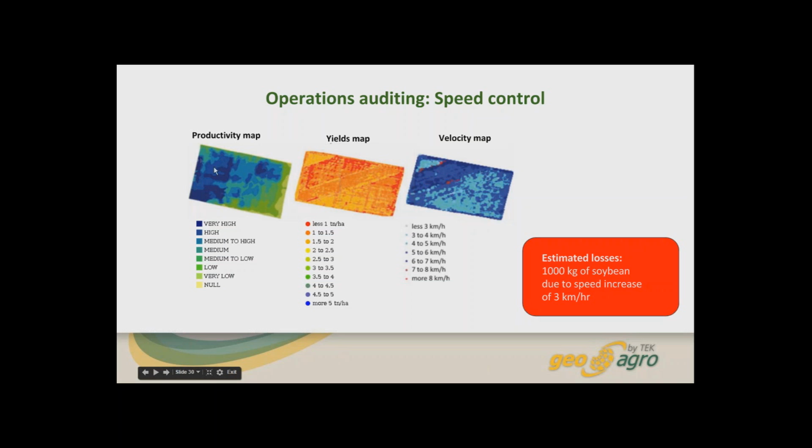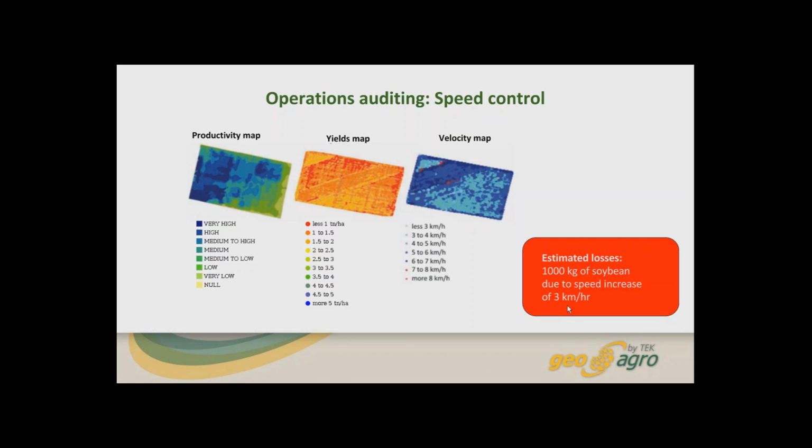And also we have the productivity map to compare, and since we can have measurement of what was the yields in a high productivity zone, we can do an estimation of losses. So in this case, it was about 1 tons of soybean due to a speed increase of 3 kilometers per hour. So what this gives you, it's two things.